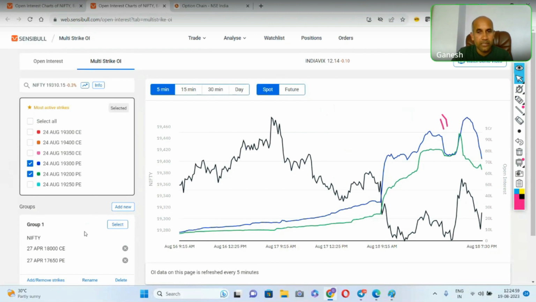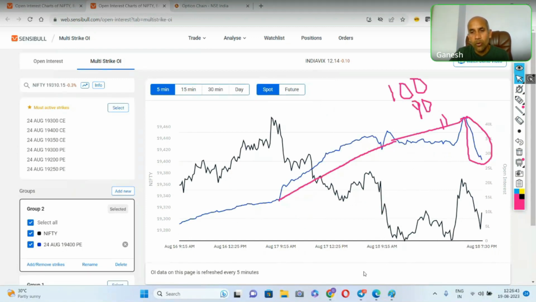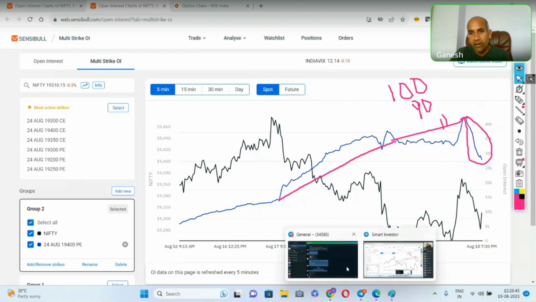Of course, if you want any specific strikes, we can add them here also. We can add. That's all about open interest. Hope this is clear now.